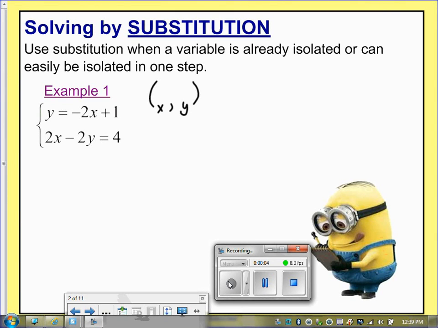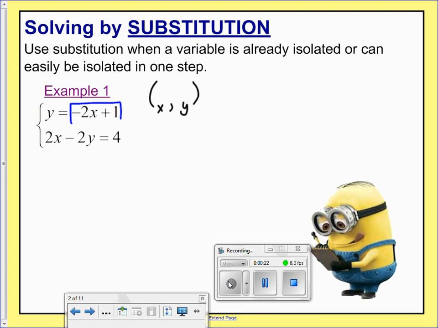Solving a system of equations by substitution. We're going to use substitution when a variable is already isolated or can easily be isolated in one step. Notice that in this top equation, y is all by itself. That means it's isolated. And what does y equal? Well, y equals the expression negative 2x plus 1.